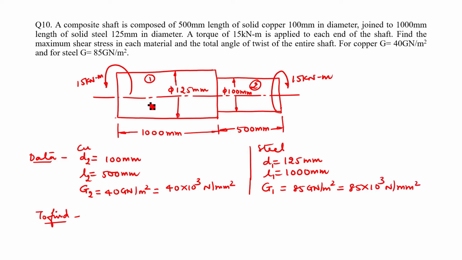I need to calculate the maximum shear stress in each material. So I need to calculate tau max 1, tau max 2. When I say 1, I will indicate steel. When I say 2, I will indicate copper. And the total angle of twist of the entire shaft. So let it be theta.